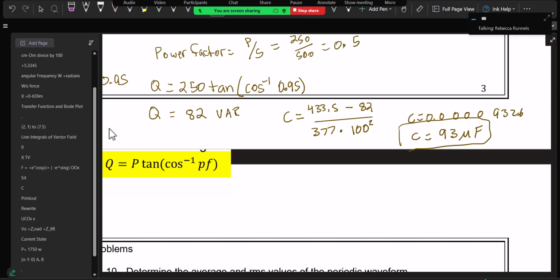Except my answer says it's supposed to be 9.3. I think I'm right. Did any of y'all do it? Okay. Yeah, I think that's right.